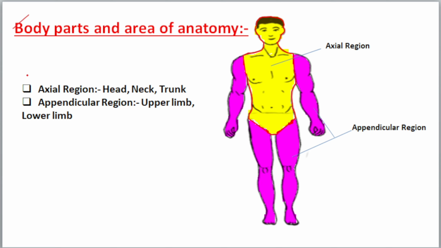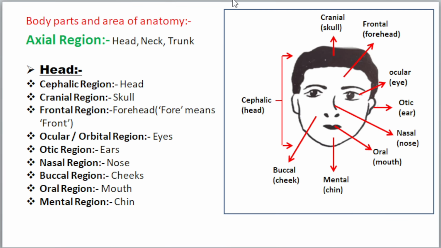Our body we can divide into two regions. First, the axial region, and second, the appendicular region. You see that this portion is called the axial region and this pink portion is called the appendicular region. The axial region consists of head, neck and trunk, and the appendicular region consists of upper limb and lower limb. You see in this picture that head, neck and trunk are included in the axial region, and this pink portion, upper limb and lower limb, is called the appendicular region. Then the axial region consists of head, neck and trunk.